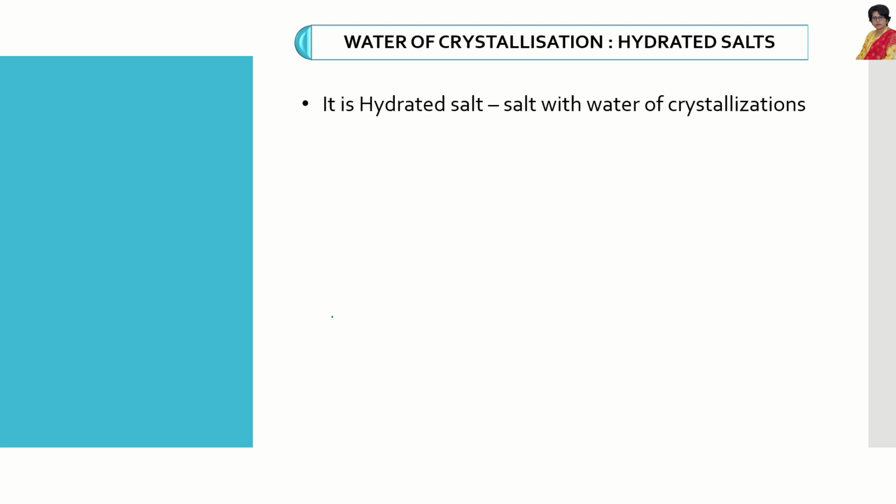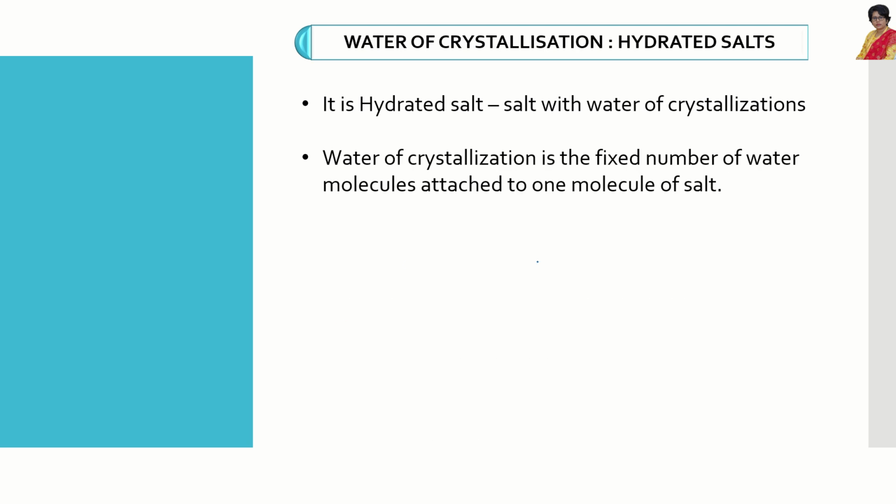The salts which contain a few molecules of water attached to their crystal are known as hydrated salts, and that water is known as water of crystallization. So water of crystallization is a fixed number of water molecules attached to one molecule of salt. It is a part of the crystal structure of a salt.